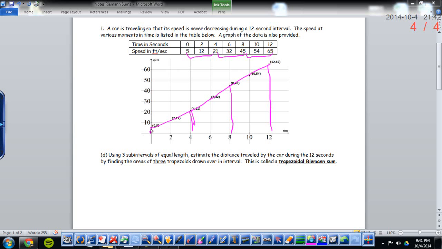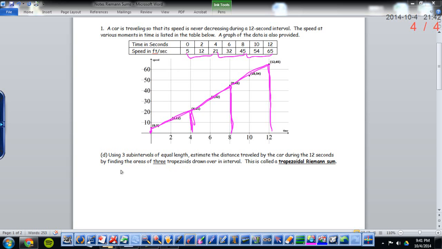So my first trapezoid is going to look like this. And then my second trapezoid will look like this. And my third trapezoid like that. And this is also a much better estimate than just a left Riemann sum or a right Riemann sum. And it's, again, not going to be exact because these data points are not perfectly linear, but it's going to be a pretty good estimate.